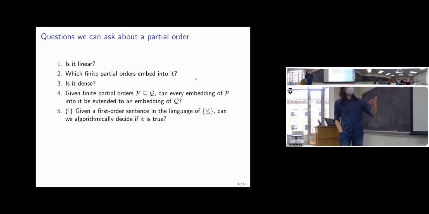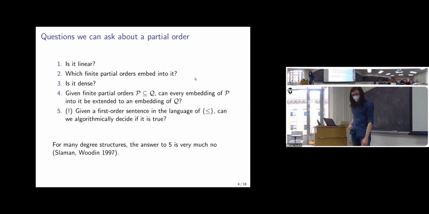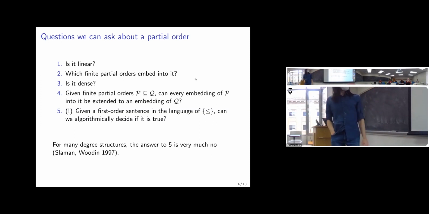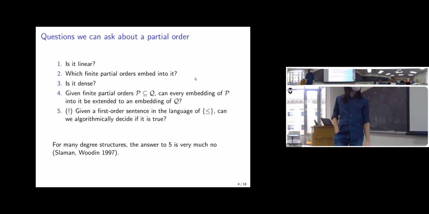Can we compute? If I give you a sentence, can you compute whether it's true or not of this partial order? The answer for 5 is almost always no, and specifically for the degree structures that we care about, the answer to 5 is no, as was first shown by, well, I'm not sure who did it first, but certainly Slaman and Woodin studied this for many degree structures.